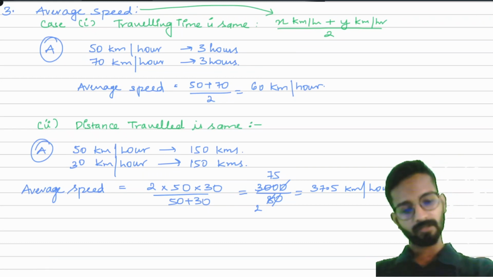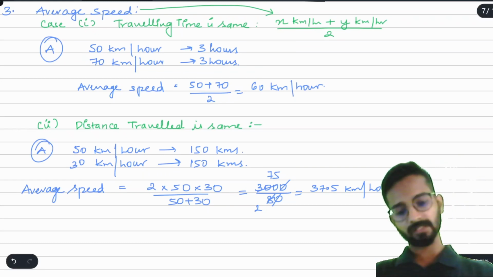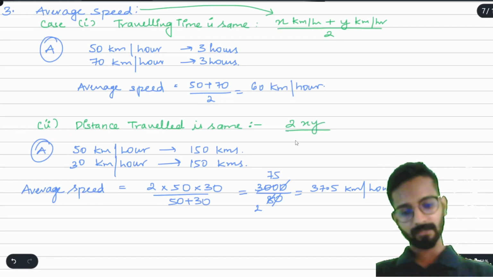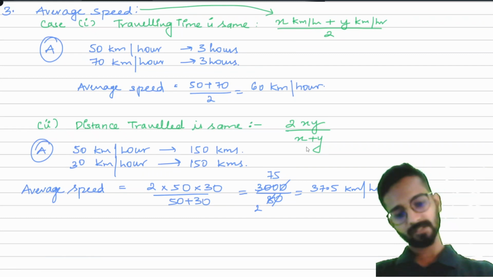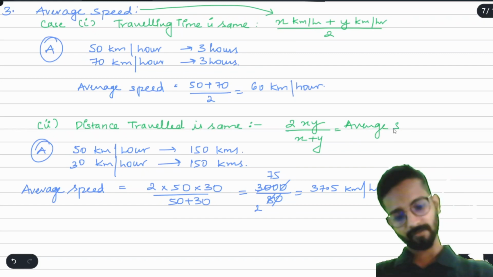Now how did this formula come? See, the distance traveled is the same. Your formula will be 2 into xy by x plus y. This is your average speed. This is the formula for average speed when the distance traveled is the same.